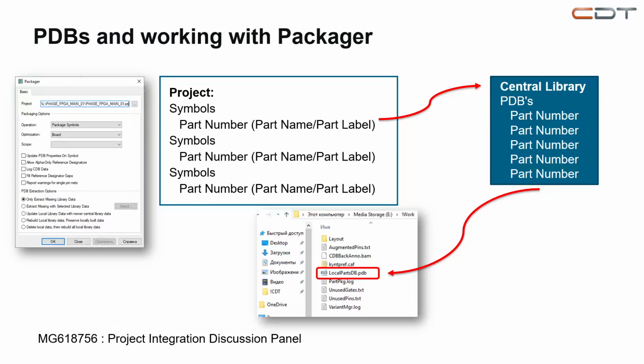If you updated the component in the central library and you want to update the symbol, you need to take this information from the central library and put it in the local PDB. Sometimes you can find the so-called project lib. It will happen if you are using PartQuest, where you can directly drag and drop symbols into the project.